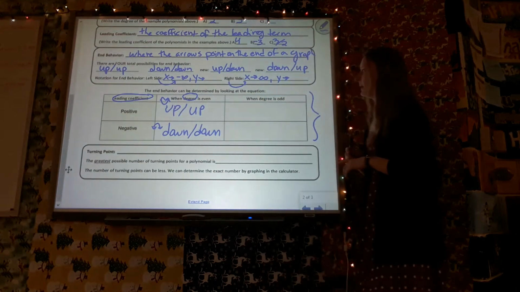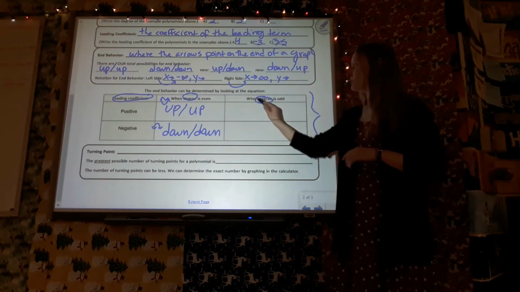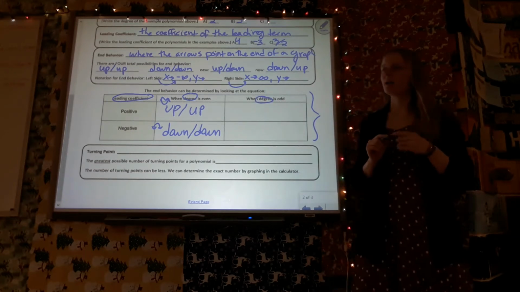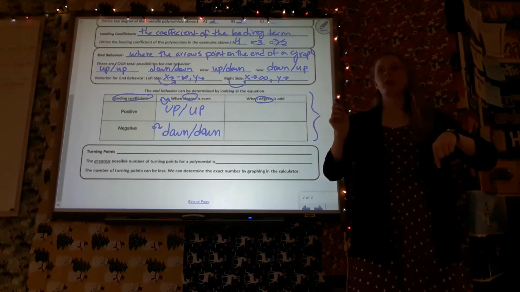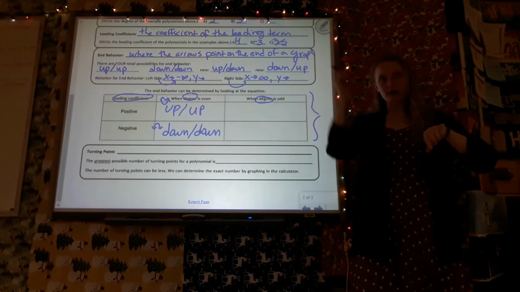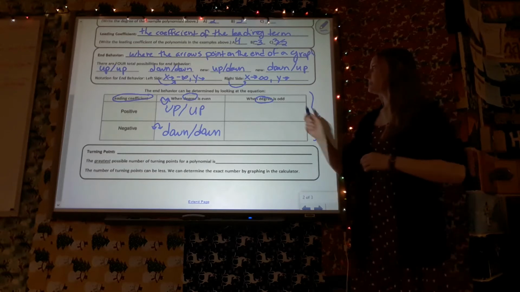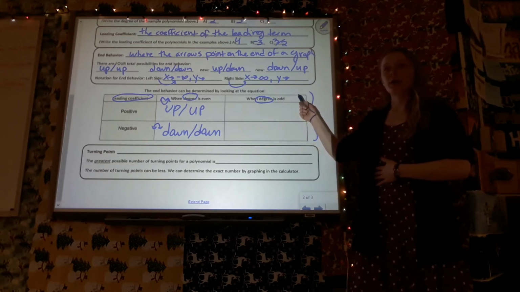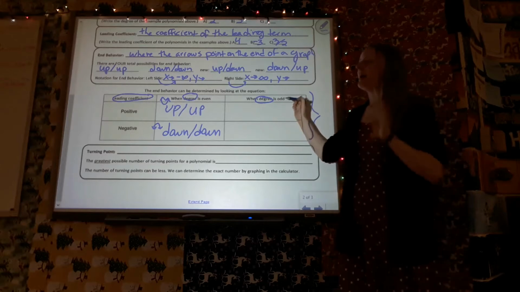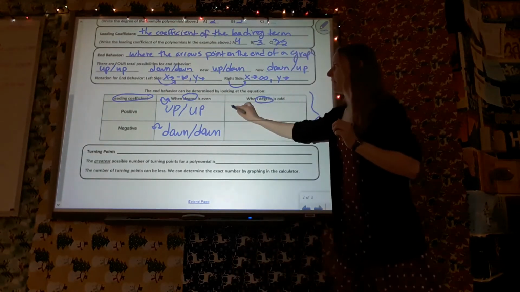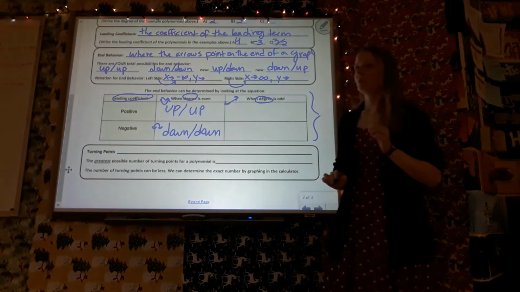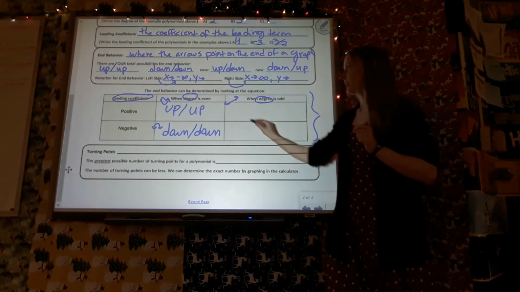Okay? However, if your degree is odd, so it could be 1, 3, 5, 7, anything like that, they're not going to be the same, they're going to be opposites, which is like a line, right? A line has opposite directions. So whenever you see an odd degree, whether it's 1 or not, imagine a line in your head. What kind of end behavior does a positive line have? From left to right? Down, up.